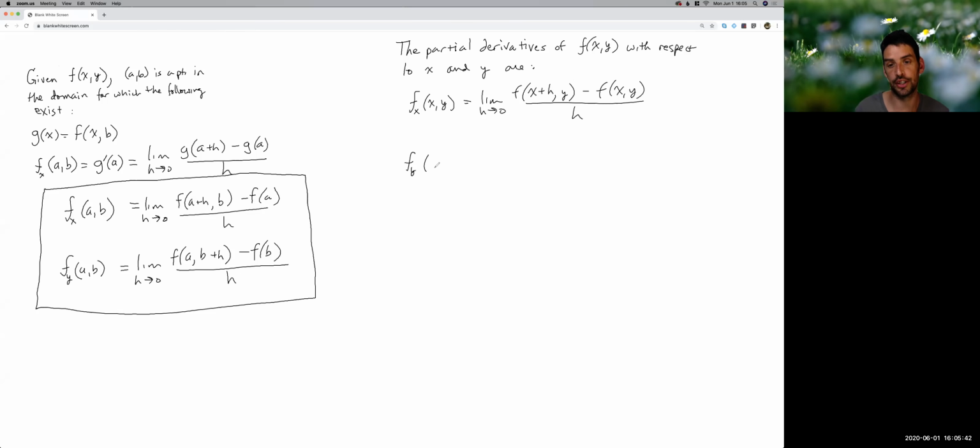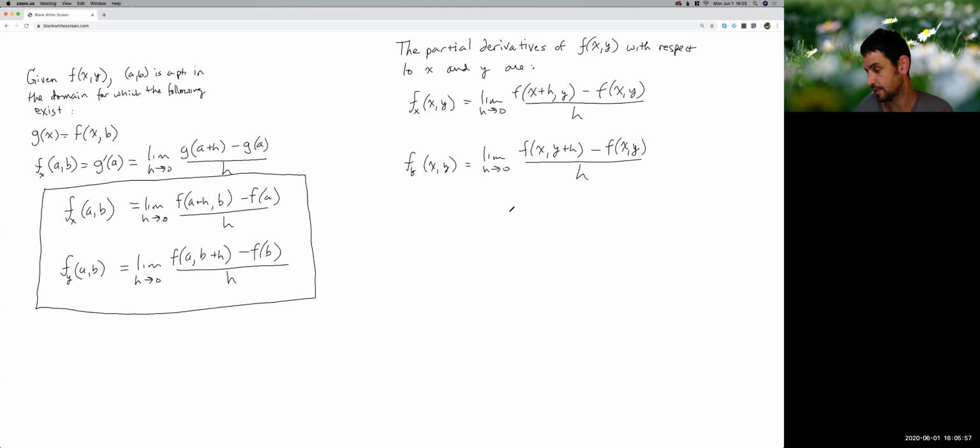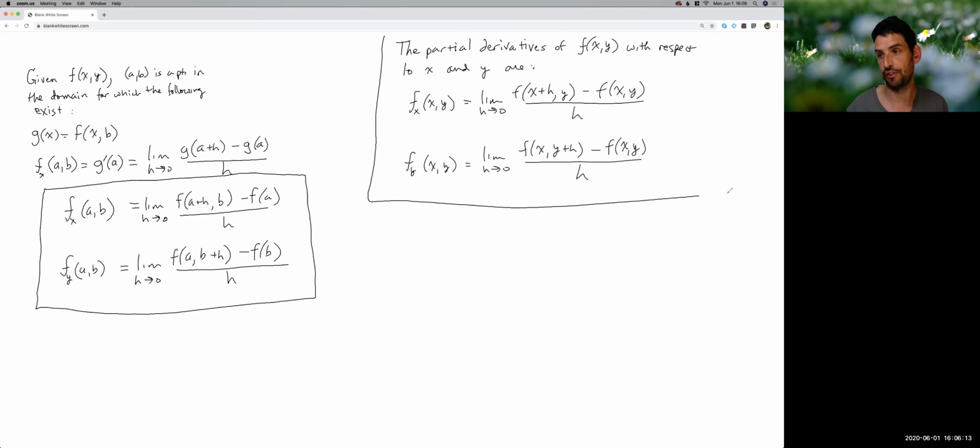And then in the y direction, we do a similar thing. The limit as h goes to 0 of f of x comma y plus h minus f of x y, all over h. Okay. So that's the formula. Now, it might look ugly, but it turns out this is going to be pretty straightforward to deal with. In fact, let's do a couple of examples and then we'll look at some geometric interpretations of this.